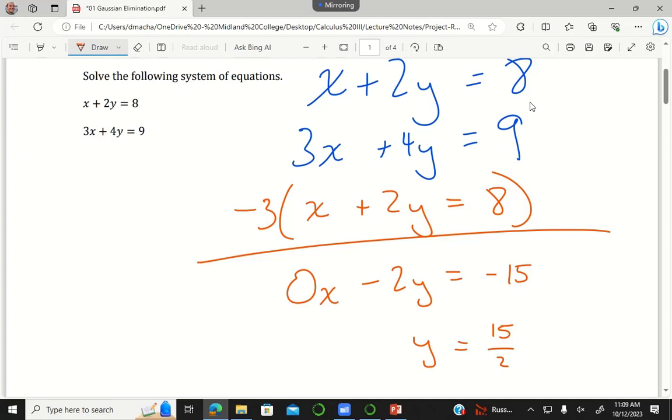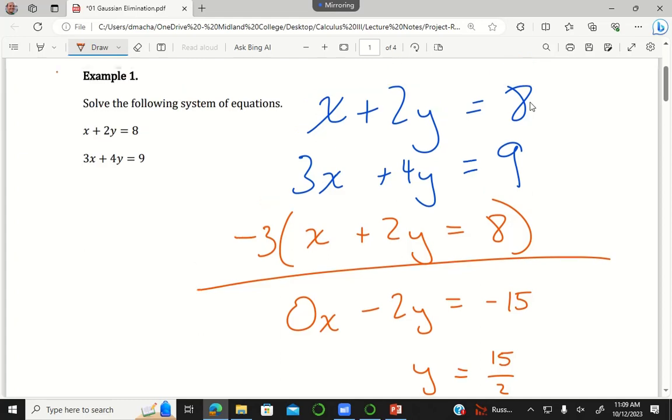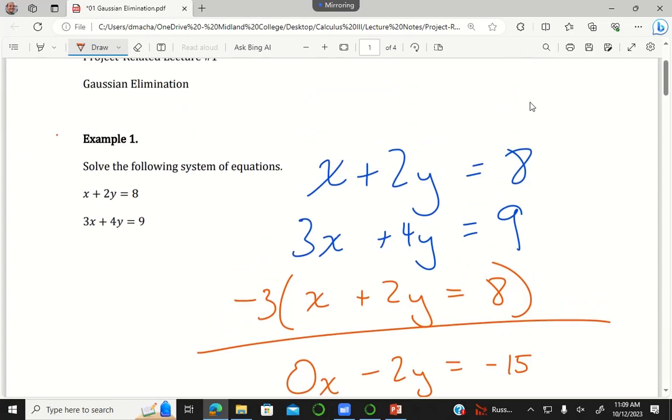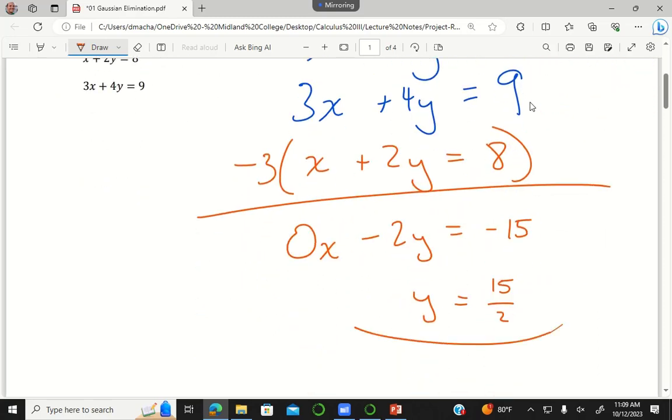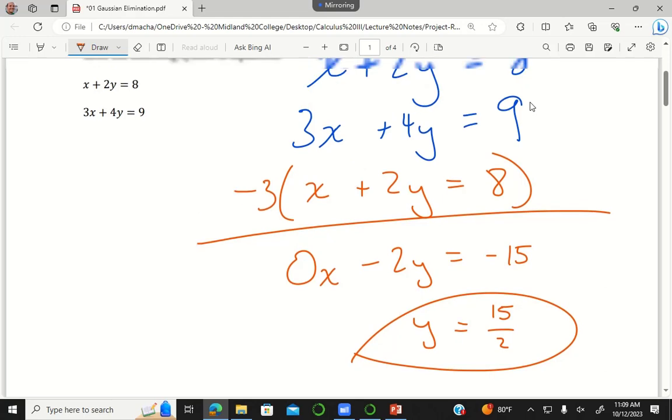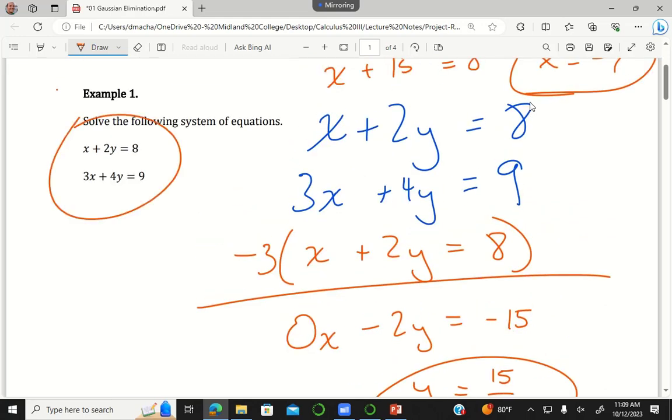And if y is 15 over 2, you can just plug that into anything, right? So we can say x plus 15 equals 8. So that means x is equal to negative 7. Okay. So now we know what x is, we know what y is, and those values of x and y satisfy both equations at the same time.